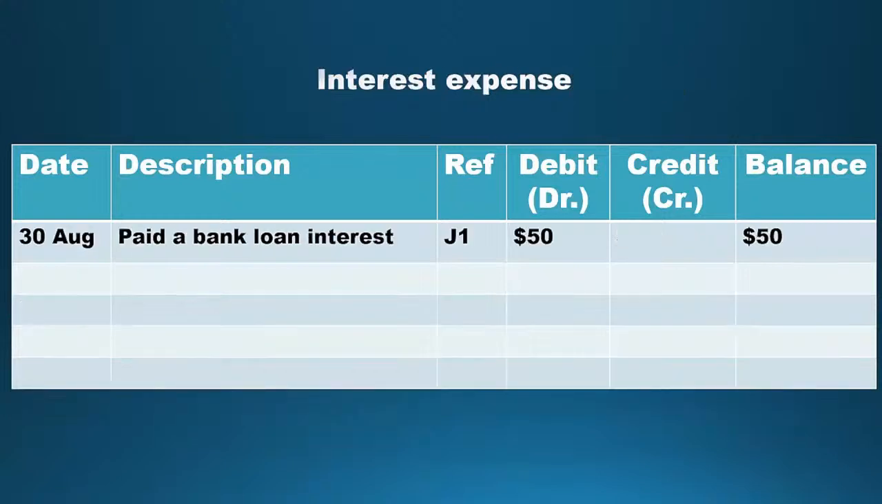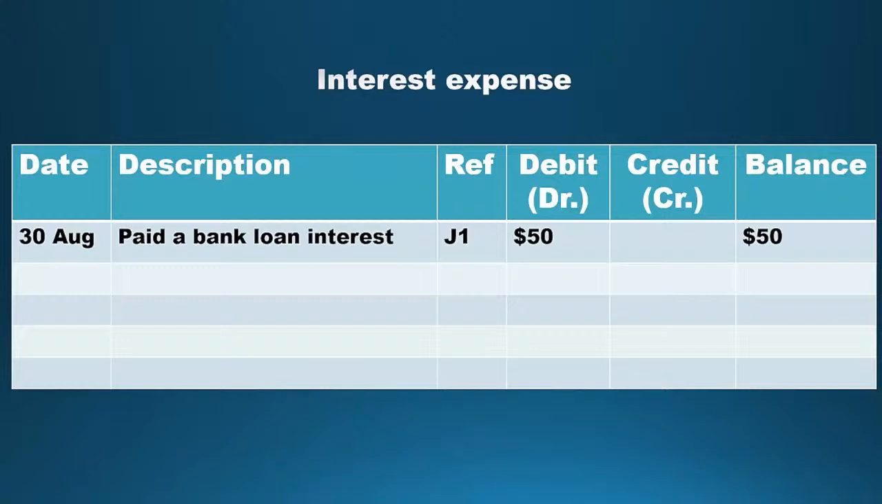Interest expense ledger. 1. Write the date. 2. Narrative. Add the narrative. Recorded interest expense on loan payment. 3. Reference. Include the journal reference J1. 4. Amount. Enter $50 in the debit column. We debit interest expense because the company incurred a cost for borrowing, and increases to expenses are recorded on the debit side.